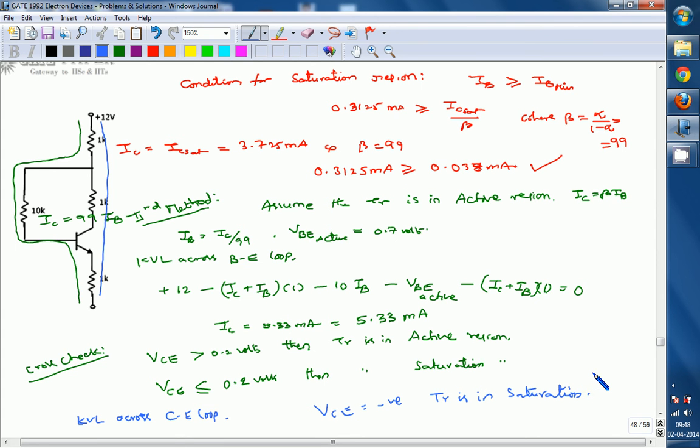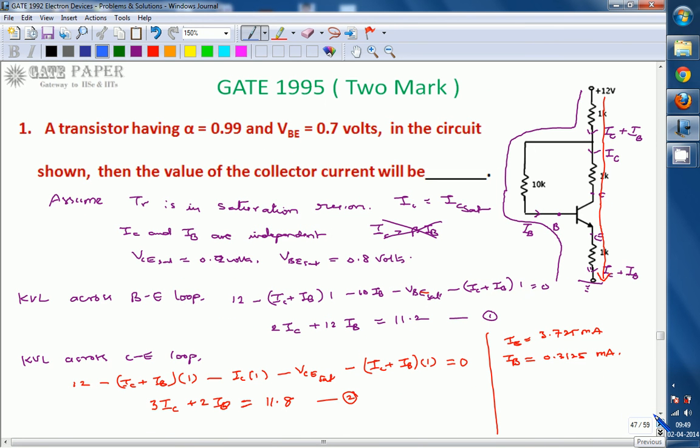So the correct answer for the IC value is 3.725 milliamperes. The correct IC value is 3.725 milliamperes, that is the right answer. Thank you.